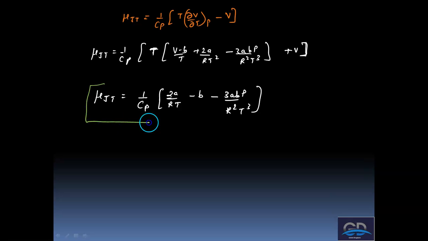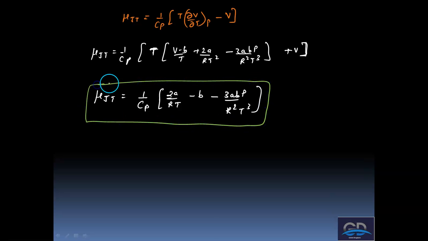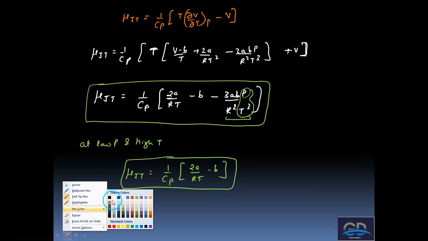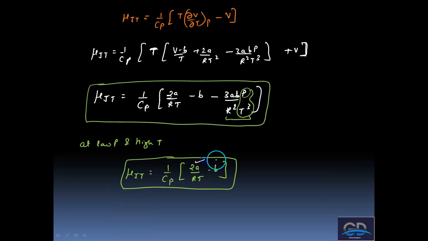Now generally Joule Thompson expansion is carried out at low pressure and high temperature. So we can see that P upon T cube will be a negligible value, so we can neglect the last term, and therefore for real gas we can assume that Joule Thompson coefficient is nothing but 1 upon Cp into 2a upon RT minus b. Right, now this explains that for Joule Thompson coefficient to be positive or negative, the values of this first expression and second expression do play a role.